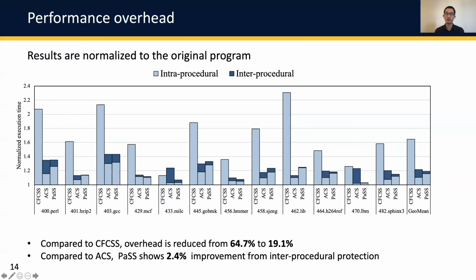This result shows that PASS achieves roughly 3.4 times less performance overhead than the CFCSS technique. Compared to ACS, PASS shows a slightly better performance improvement, which is about 2.4%, resulting from the high efficiency in the inter-procedural protection. But PASS is a lot more effective since it keeps the same level of fault coverage as those conservative checking solutions.